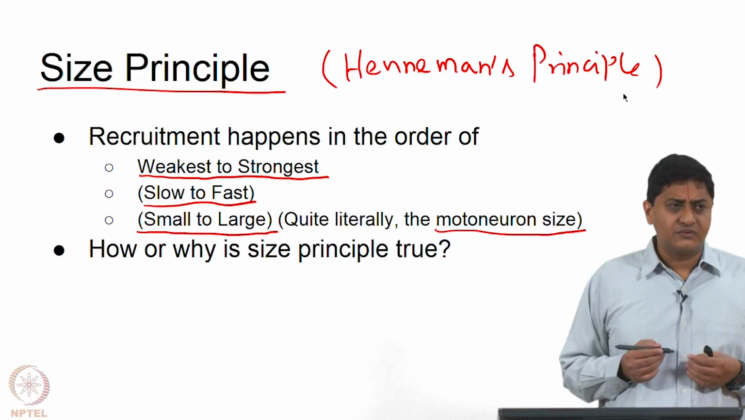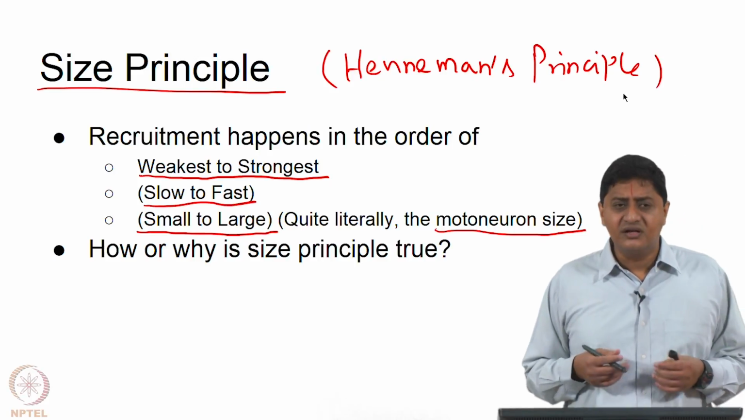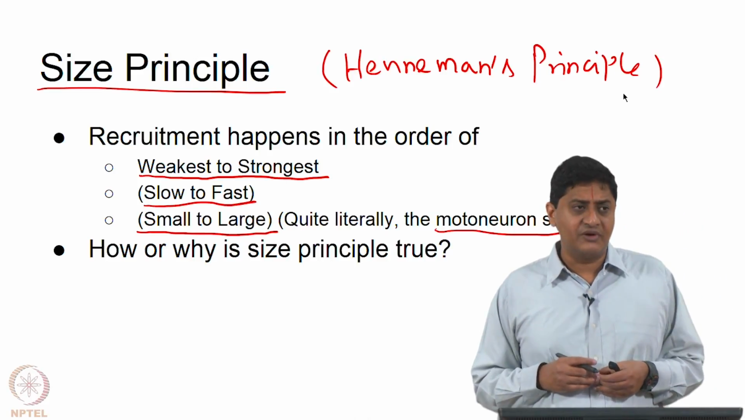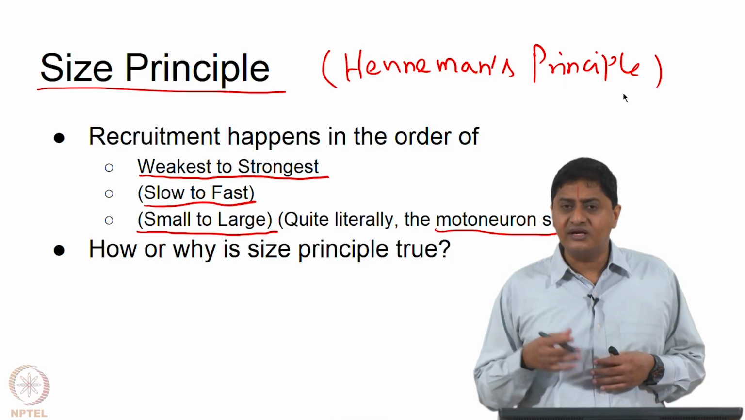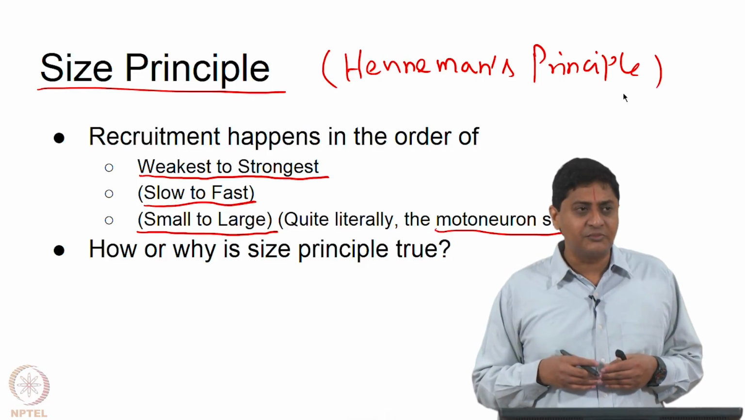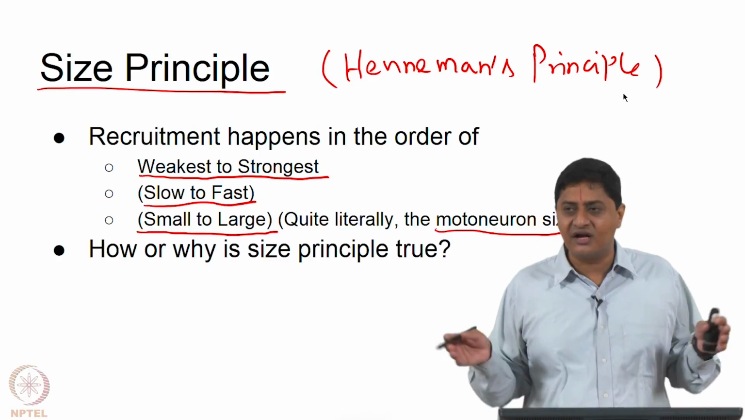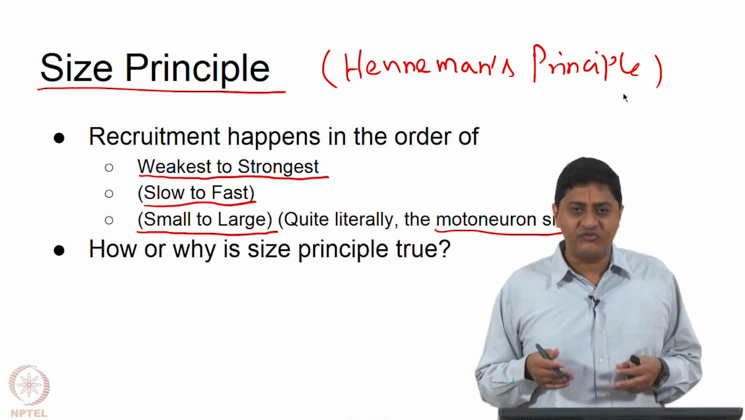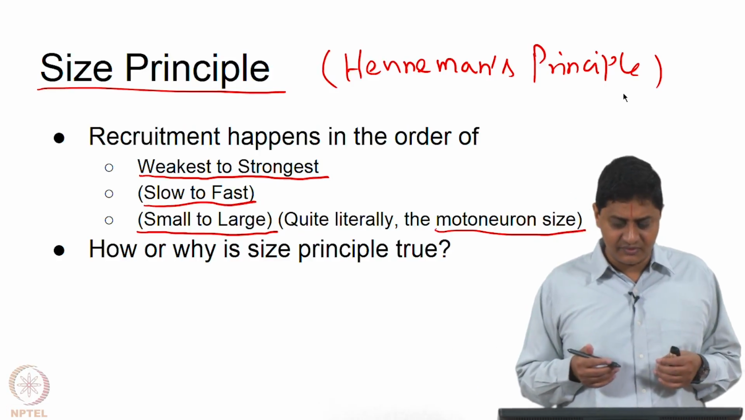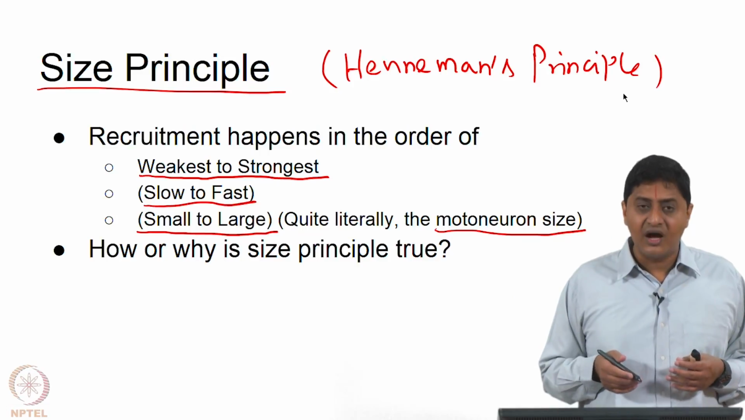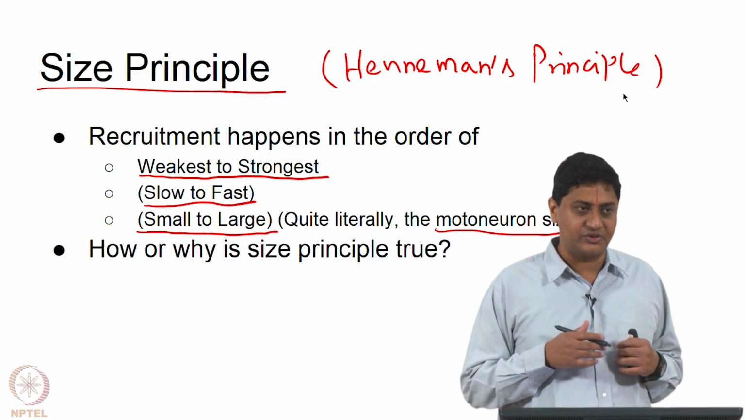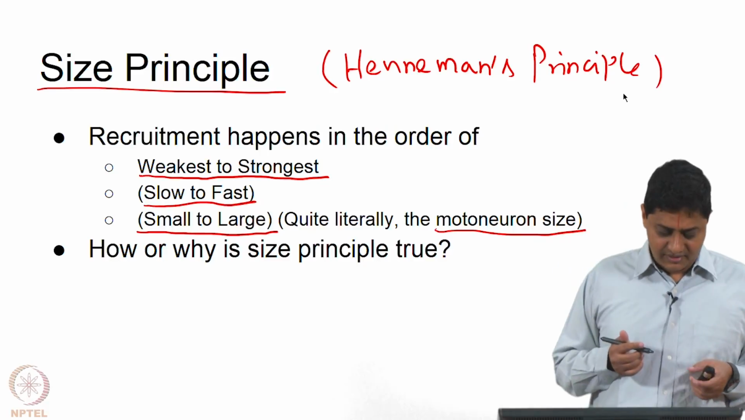Why is this true? Why should this happen this way? Suppose I want to produce a given Newton of force, why not directly recruit the motor unit that produces that amount of force and leave all the others out? Why do I have to do this? Why does this principle hold true? That is one. And what is the mechanism that causes this to be true? These are the two questions that are there with us.